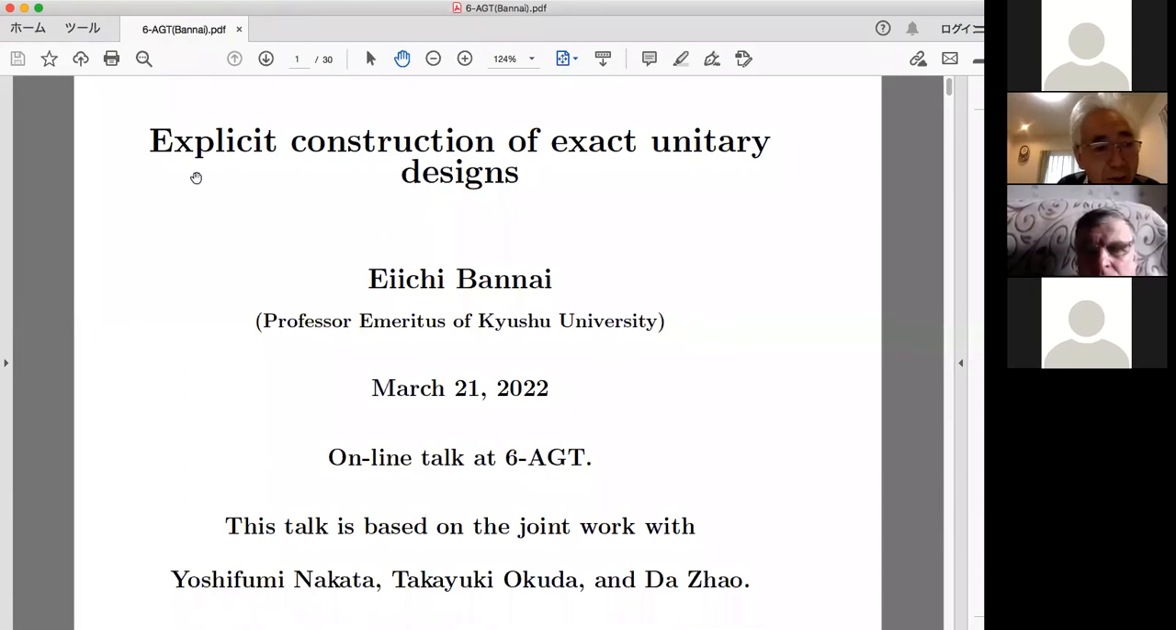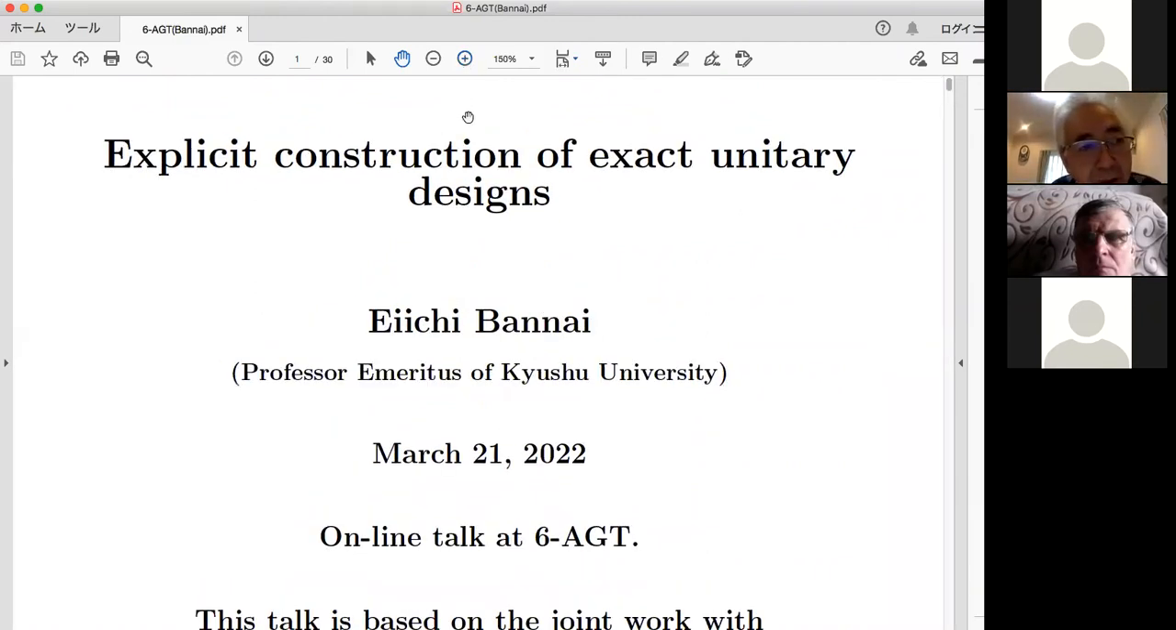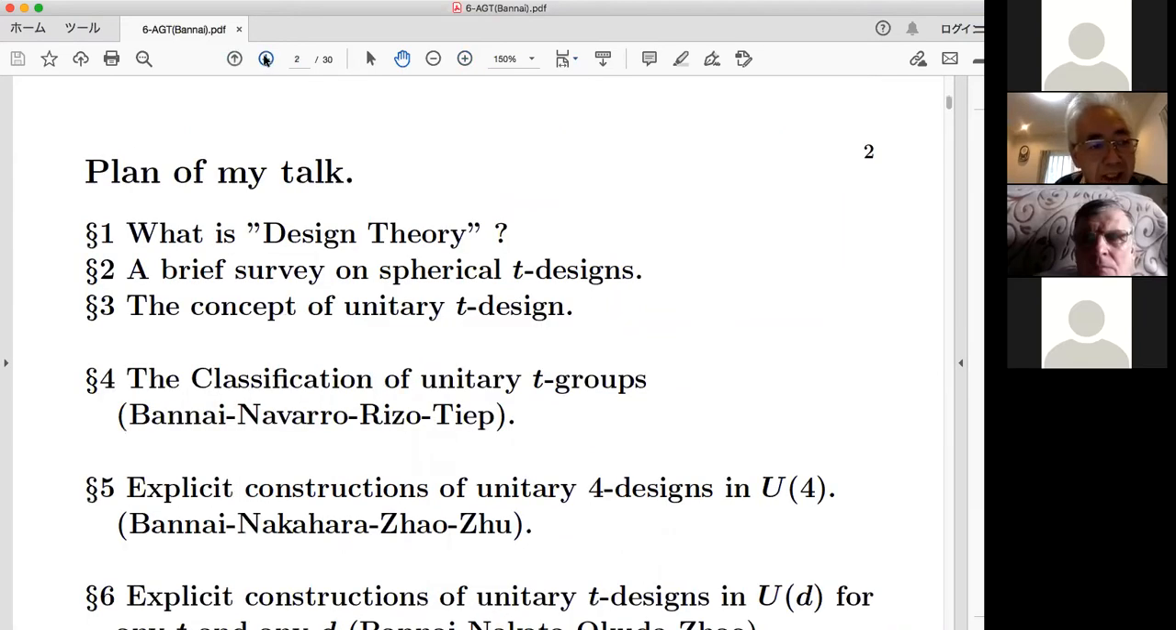Yeah, I will talk with the title, Explicit Construction of Exactly Unitary Designs. And this talk is based on the joint work with Yoshifumi Nakata at the University of Tokyo, Takayuki Okuda at Hiroshima University, and Da Zhao in Shanghai.